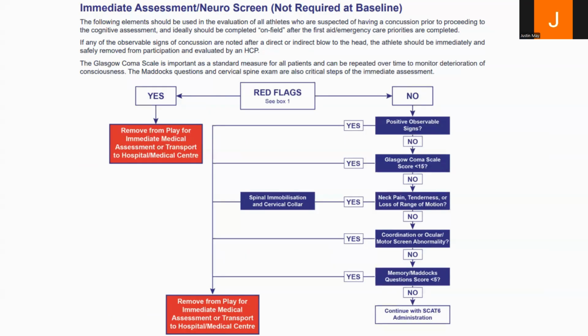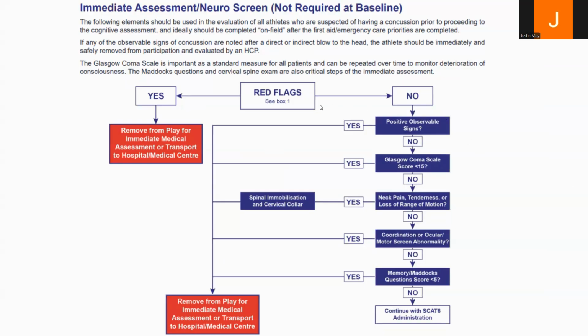Some of those red flags we're looking for are going to be neck pain or tenderness, seizure, convulsion, double vision, loss of consciousness, weakness or tingling/burning in more than one arm or in the legs, deteriorating conscious state, vomiting, severe or increasing headache, increasing restlessness, agitated or combative, or Glasgow Coma Scale beneath 15, or visible deformity of the skull.